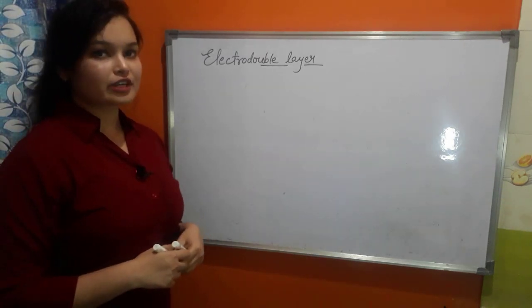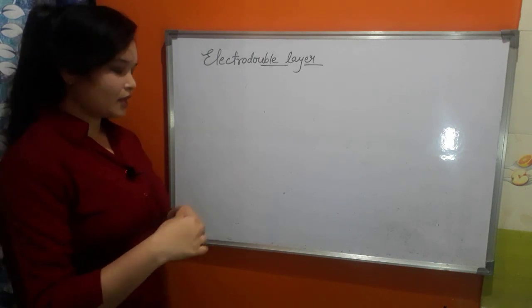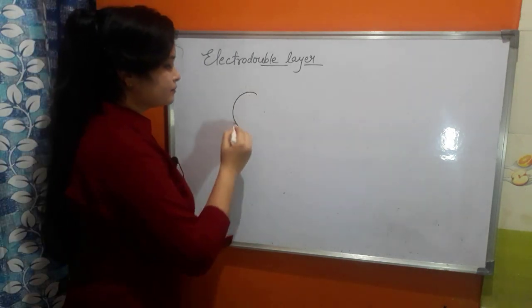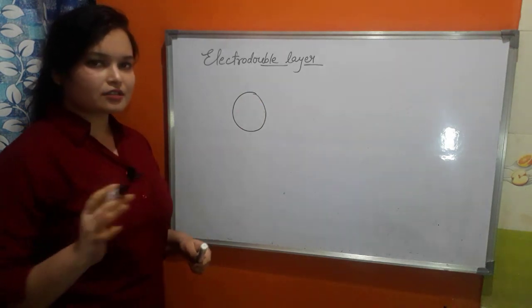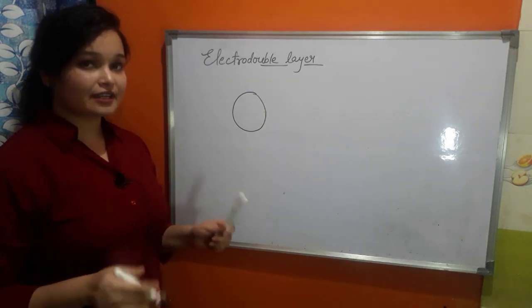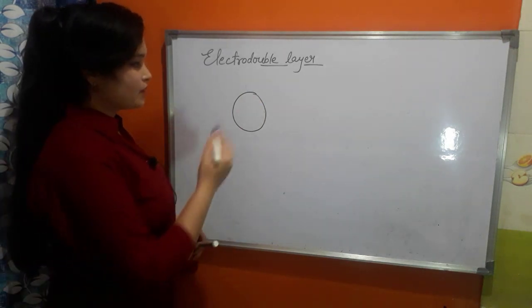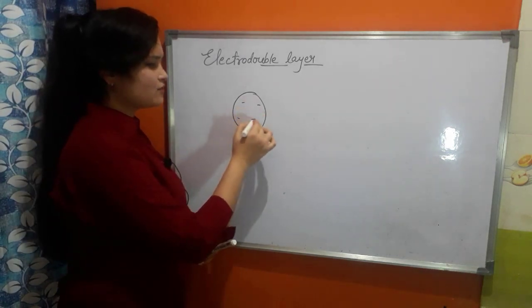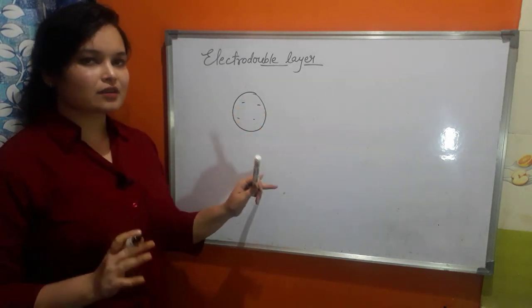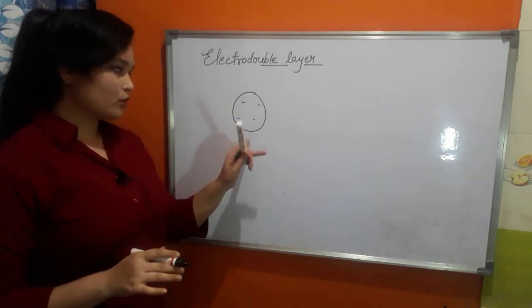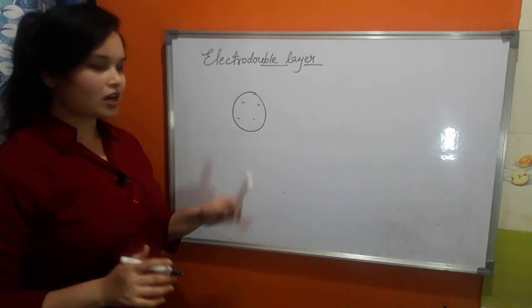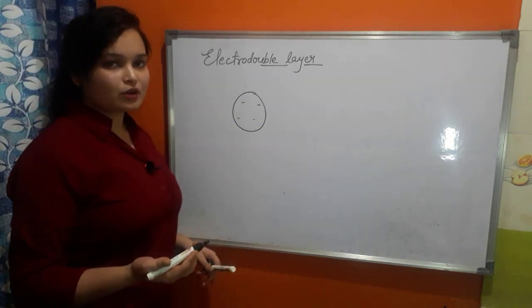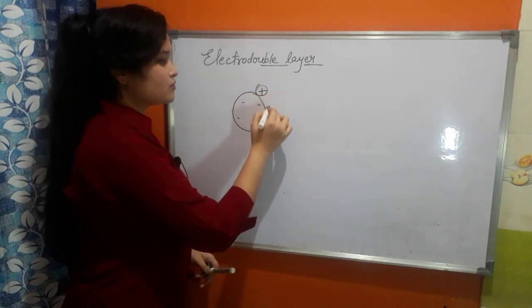Let's see how electrodouble layer is formed. As we have seen, just assume this particle to have an inherently negative charge. It's having some inherent negative charge. Now it will acquire some charge from the solvent. Because it's having its own negative charge, what kind of charge will it be acquiring? It will attract positive charge.